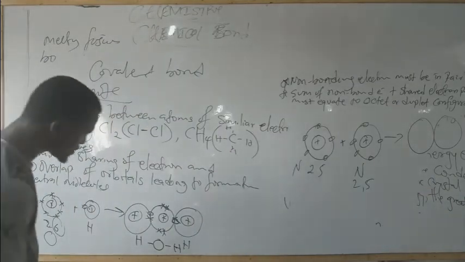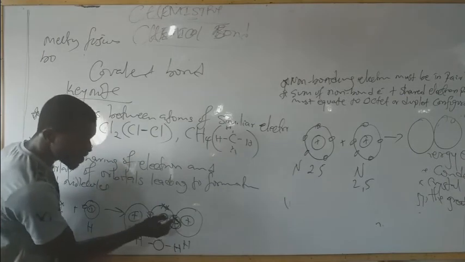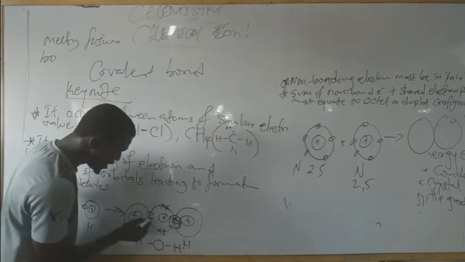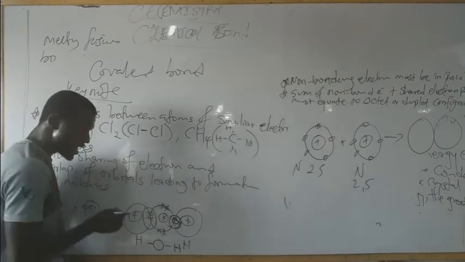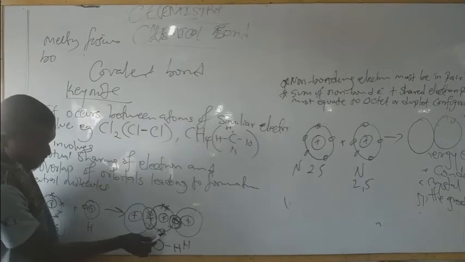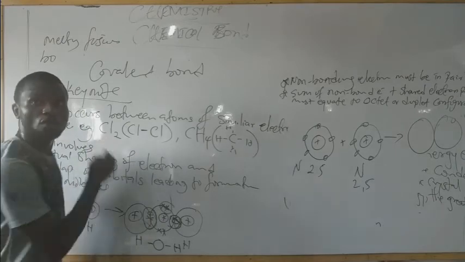For example, look at these two electrons here. These two electrons we are using in chemical bonding, therefore we call them shared electron pairs. These two electrons here are as well used in chemical bonding, so they are regarded as shared electron pairs. But look at this, 1, 2, 1, 2. They are not used in bonding, therefore we call them lone pairs.